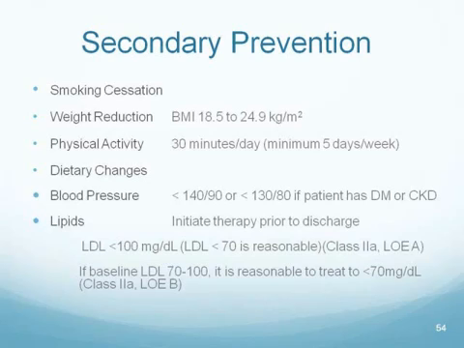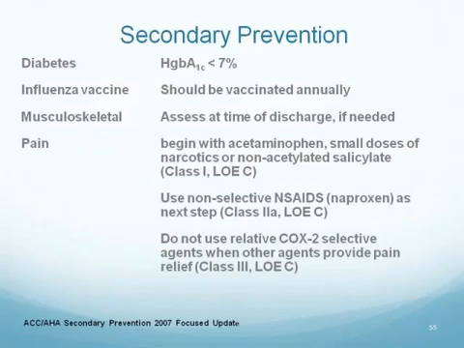So it's been recommended that if patients are not on therapy, to initiate therapy prior to discharge. Most of the patients are going to be on a statin, and so our goal is to have an LDL less than 100. However, an LDL less than 70 is very reasonable in patients with documented coronary disease. Diabetes is a very common concomitant disease, and so we also want to make sure that the patient's hemoglobin A1C is less than 7%.